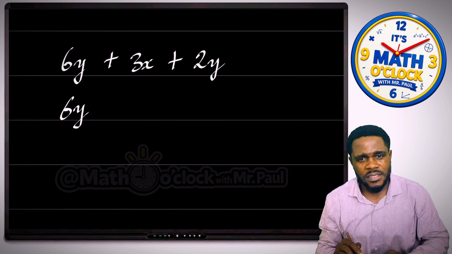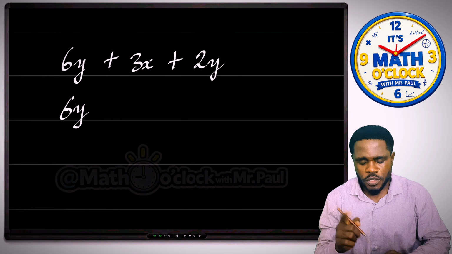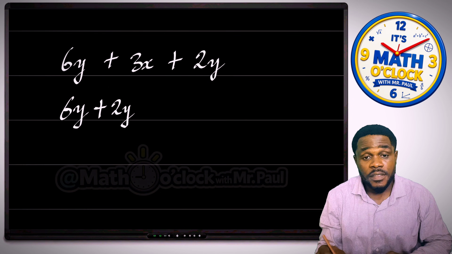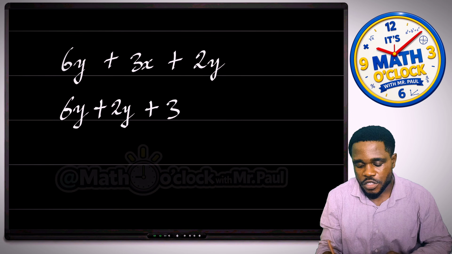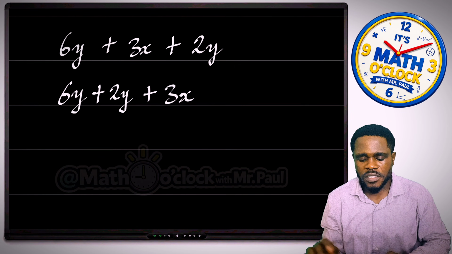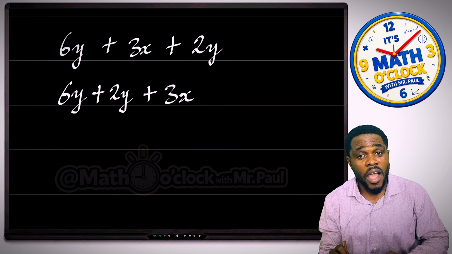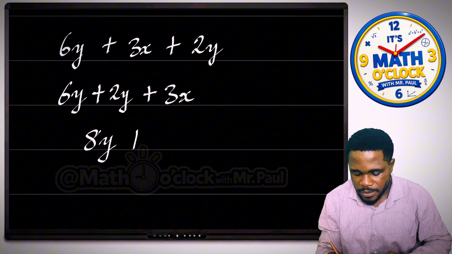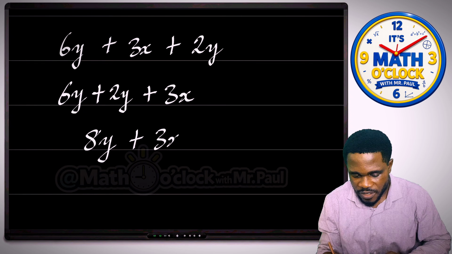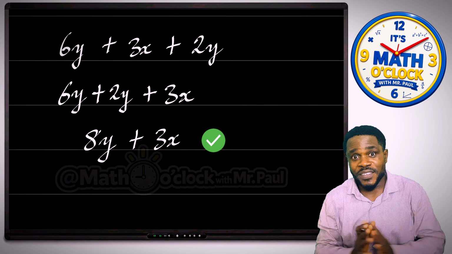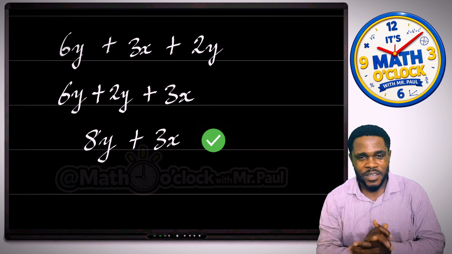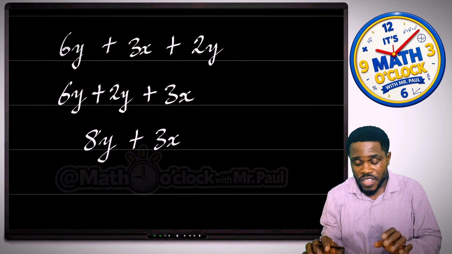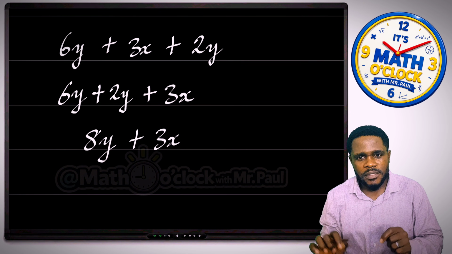Which other variable is the same as 6y? Beautiful, 2y. So we say 6y plus 2y. Then we can now put plus 3x. And what is this going to give us? 6y plus 2y, 8y. Beautiful. So we have 8y, then plus 3x. That's where you leave it, because y and x are not the same. So your final answer there is 8y plus 3x.